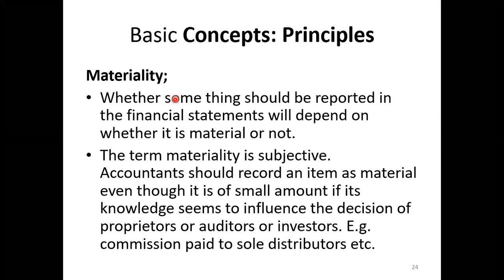Accountants should record an item as material even though it is of small amount if its knowledge is likely to influence the decision of the proprietor or auditor or investor. Example, commission paid to sole distributors. This information may be important, but the amount may be small. But for decision makers, this information is crucial. So therefore, it's material, regardless of the amount.